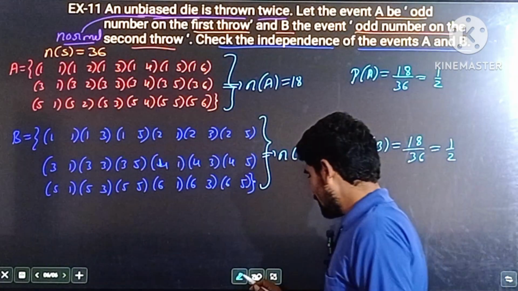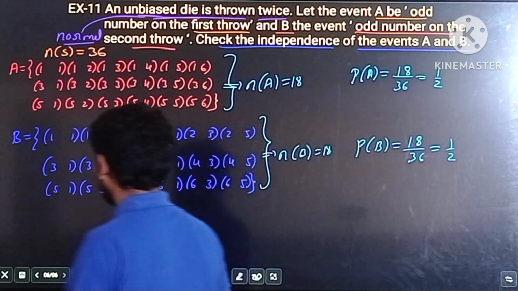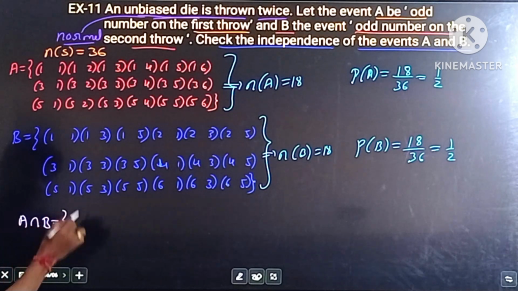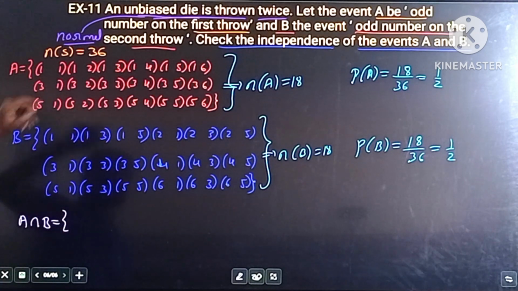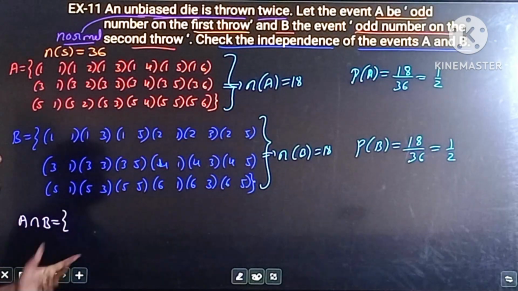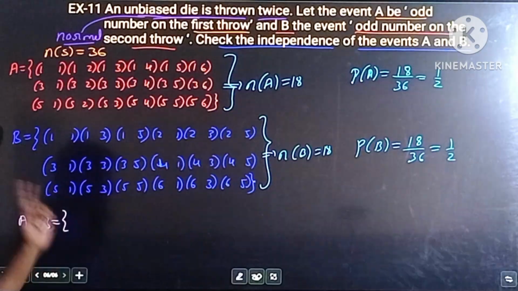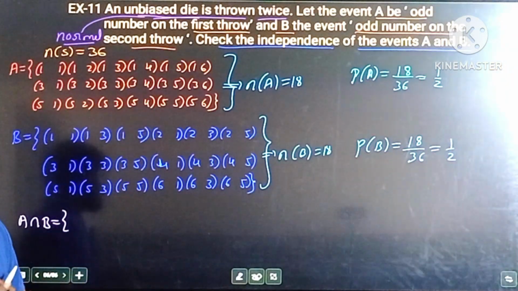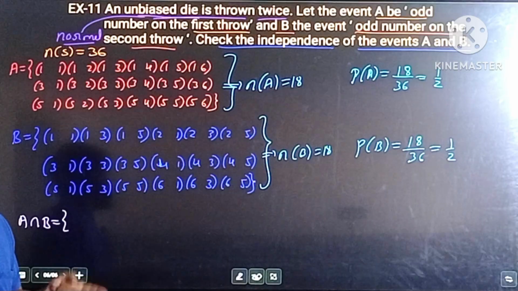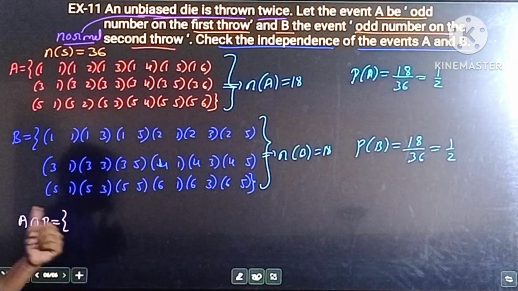Now, to check the independence of these two events, we need to identify A intersection B. Now observe here, in event A, only the first die shows an odd number. In event B, the second die shows an odd number. It means the common outcomes in events A and B are those where both dice show odd numbers. These belong to A intersection B.